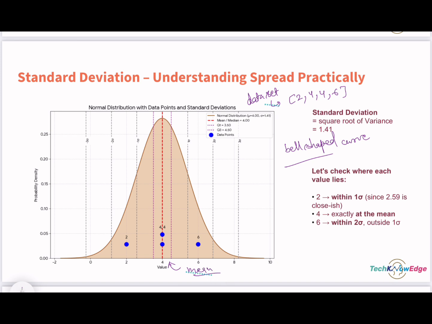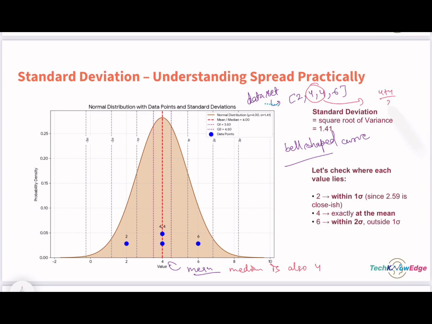That's right at the center of the curve, marked with bold red dashed lines. Also, in this particular case, the median is also 4, since it's the middle value when the numbers are sorted. So we have got a nicely balanced data set here, symmetrical and centered.